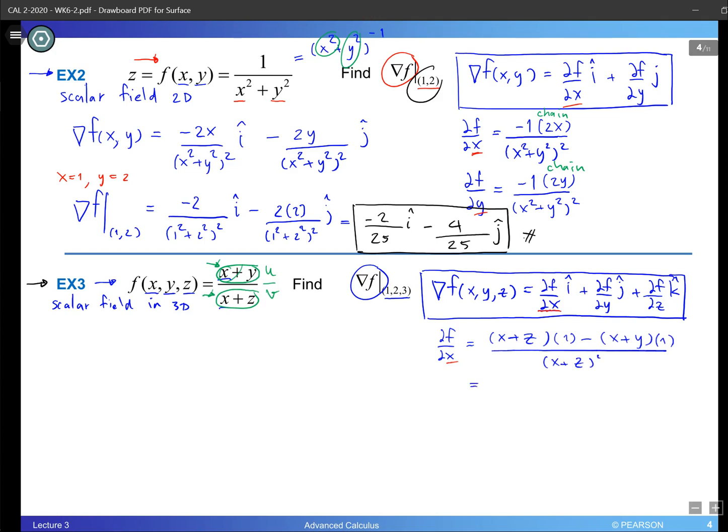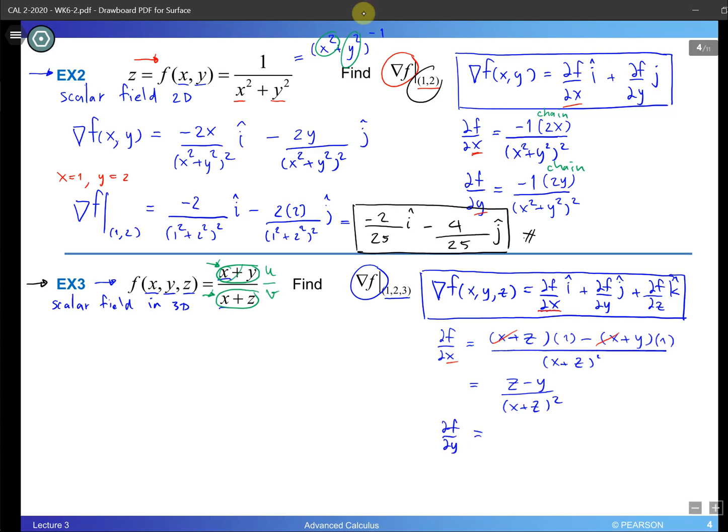So let's combine all these terms. So x right here minus x goes away, so in the end we have this z minus y divided by x plus z squared for df by dx. Now let's take a look at this df by dy. Df by dy, right? Partial diff of this same function with respect to y this time.